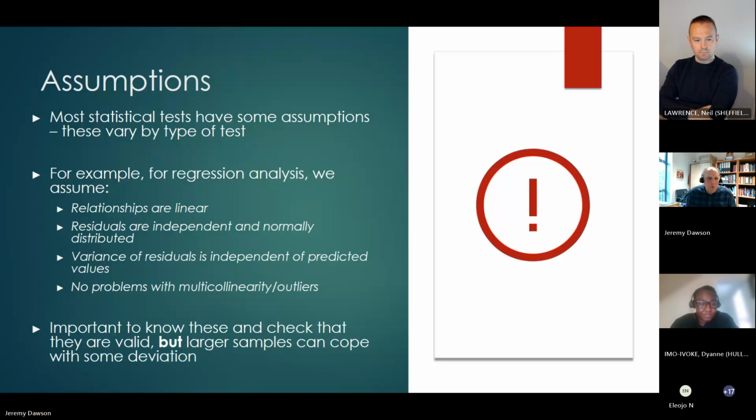So when we do a test, we would try to check that they are valid. However, it's also worth noting that larger samples can cope with some deviation from these assumptions. And when I say larger samples, we're talking at least a few hundred cases to be sure about this. But this is another reason why a larger sample can be beneficial, because in that situation, even if the assumptions aren't perfectly met, we're still likely to get quite good results out of it. So in the final few minutes, I'd just like to talk about these two methods of linear regression and logistic regression, as I mentioned earlier.